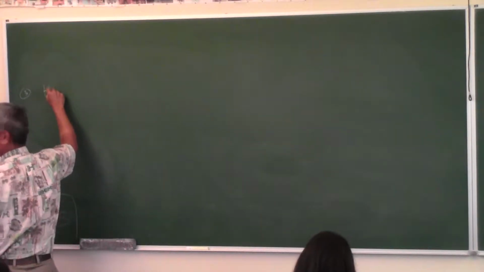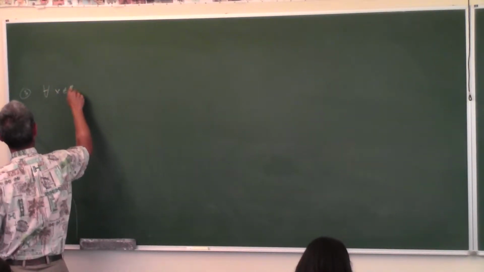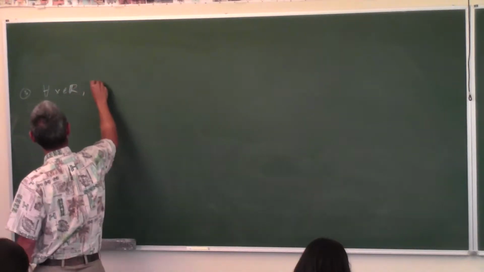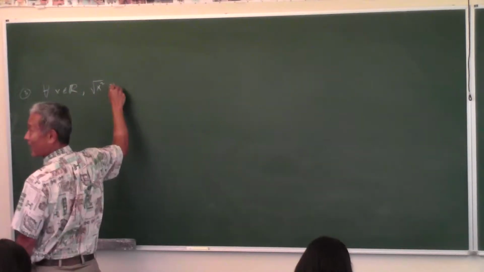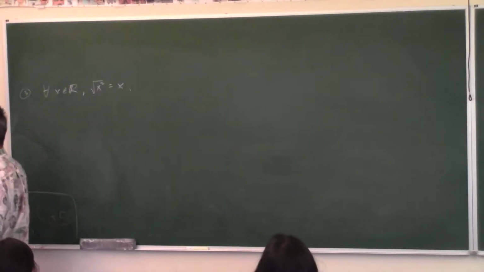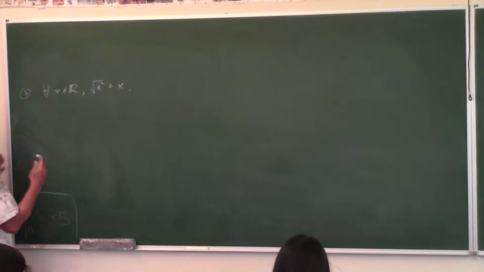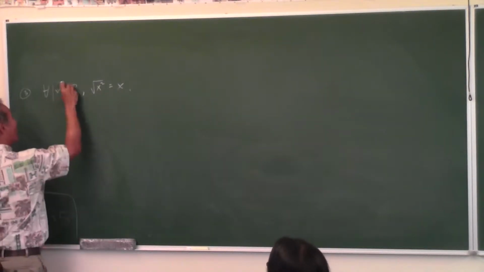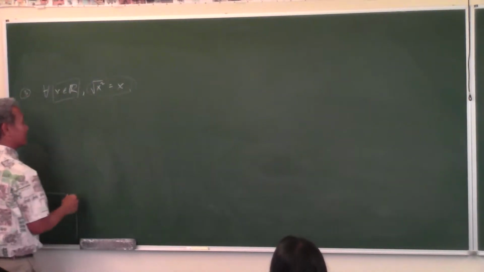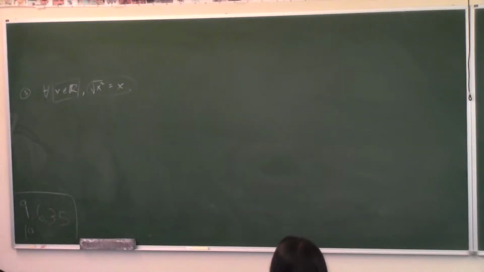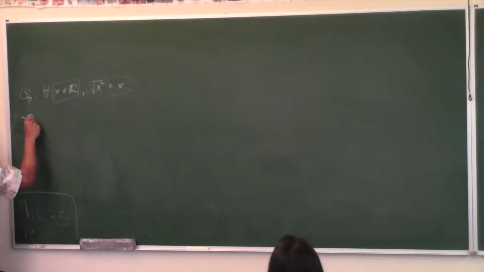For all real numbers x, the square root of x squared is equal to x. So what you have to do is write the negation of it. So what kind of statement is this? When it starts with "for all," this is called a universal statement. Every universal statement has the form "for all box, comma, oval," or triangle, whatever shape you want to put. So how do you negate that? If this is statement P, how do you negate it?